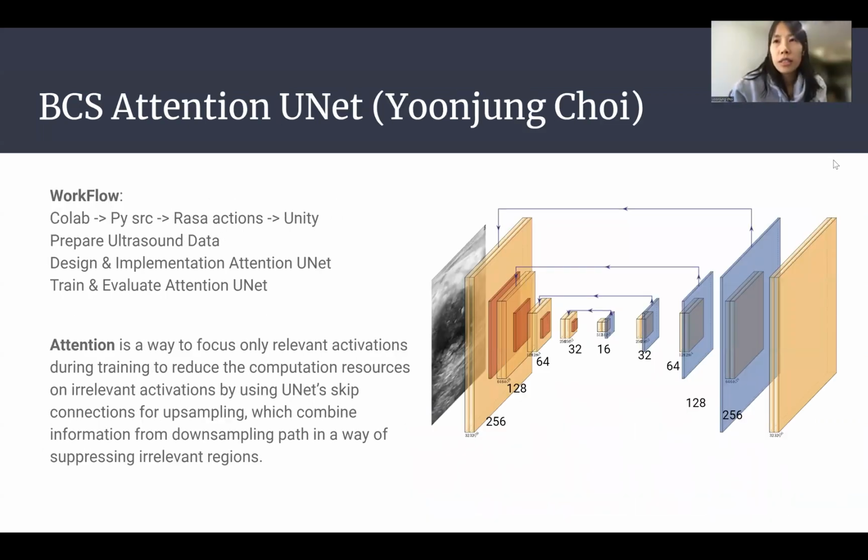For image segmentation, I choose the attention Unet model. Here is workflow and diagram. Attention is a way of focusing on the relevant activation during its upsampling phase of Unet. This reduces the computation resource. Next slide, please.